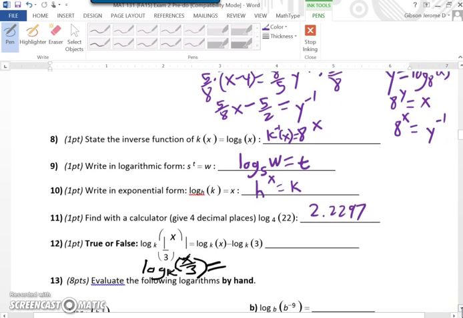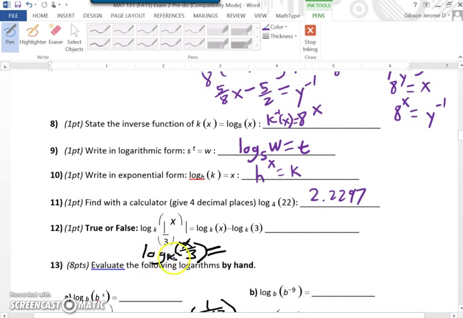Okay, now we come down here to 12. We have log base k of x over 3, and it equals this problem here, because this was kind of jumbled around. Now they want to know if this is true or false. So if we look here, we need to combine this. We know this is subtraction. So with subtraction, we can write the log, its base, and then write this as a division, x over 3. These two are the same, so it's true. Does everyone follow that?